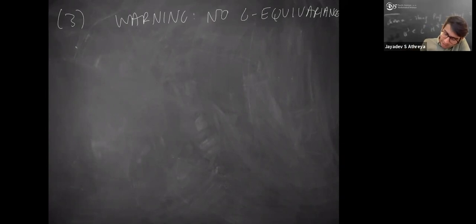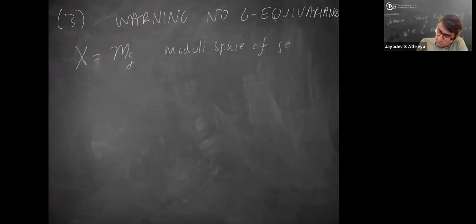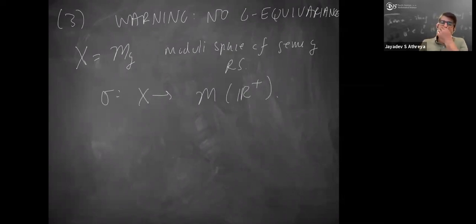Now my space X is going to be the moduli space of hyperbolic genus G Riemann surfaces. If I take a Y in M_G, I'm going to associate to it a measure, sigma of Y. Let me write this down more carefully: sigma is going to go from X to the set of atomic measures on the positive real numbers. So it's not going to be higher dimensional anymore. It's just going to be R_1.